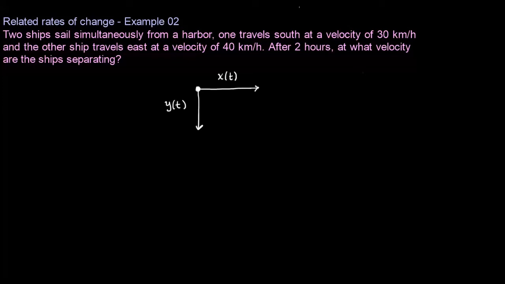Hi, in this video I'm going to explain the second example of related rates of change. Let's get to it. Here we have the scenario. Two ships sail simultaneously from a harbor. One travels south at a velocity of 30 kilometers per hour, and the other ship travels east at a velocity of 40 kilometers per hour. After 2 hours, at what velocity are the ships separating away?